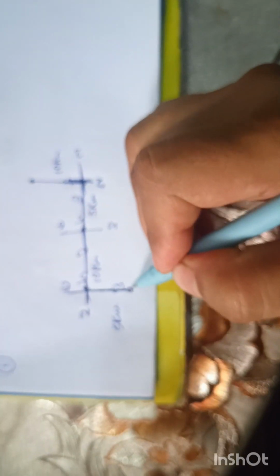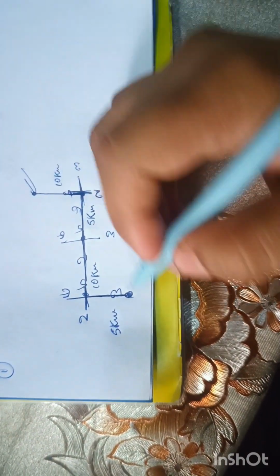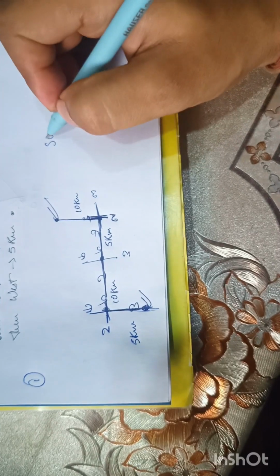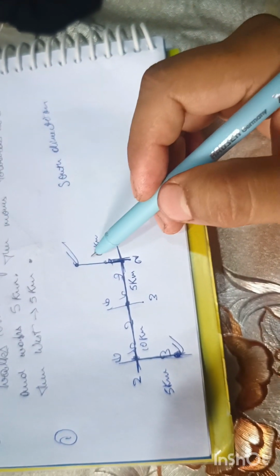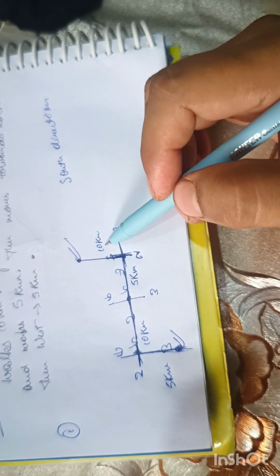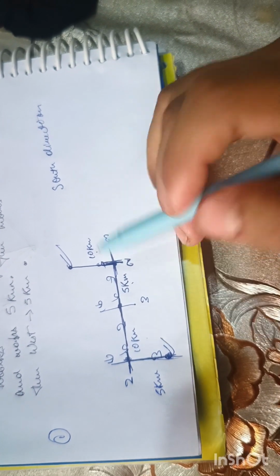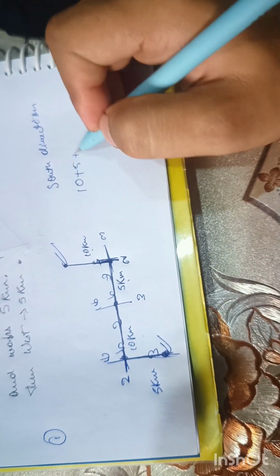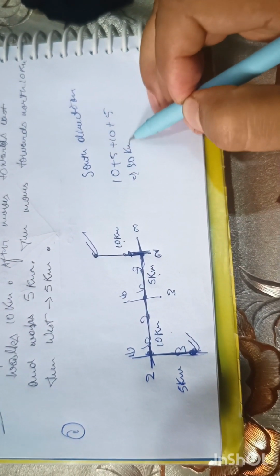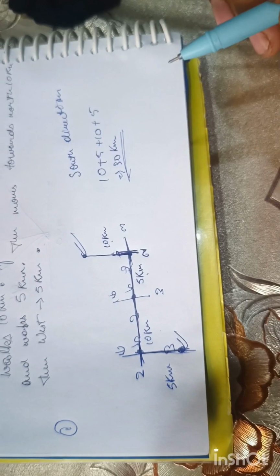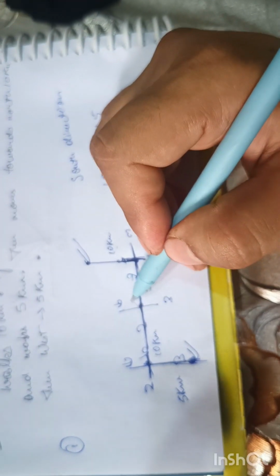So he started from here and now it is here, so he is moving in south direction. And total distance he traveled: 10, 5, 10, 5, 30 kilometers he travels. And the shortest distance is this.